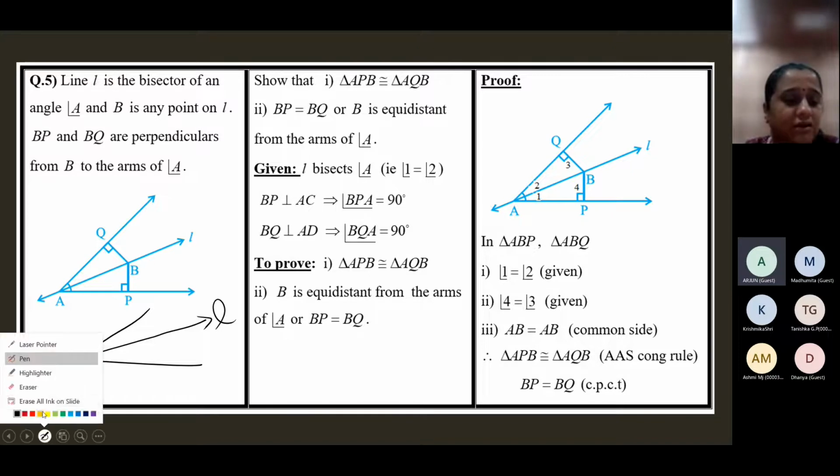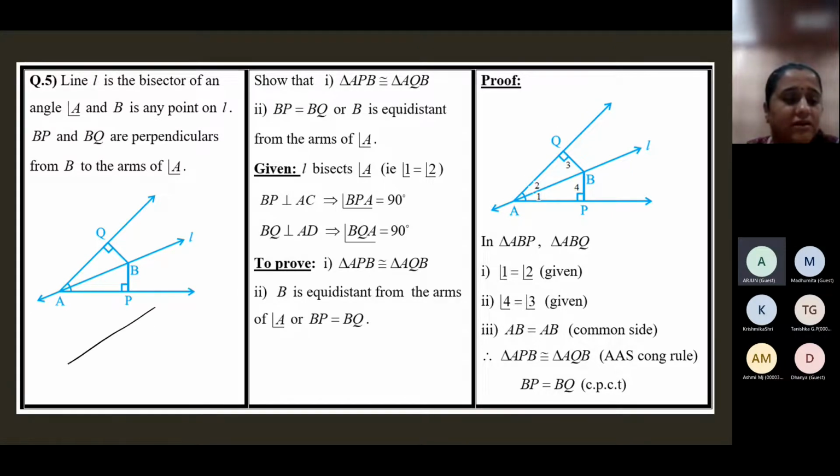How do you draw an angle like this? So this is angle A. And this line L is the bisector of this angle. That means this portion is equal to this portion. If the whole thing is 50 degrees, this will be 25 degrees, this will be 25 degrees, because L bisects this angle. So line L is the bisector of an angle A.